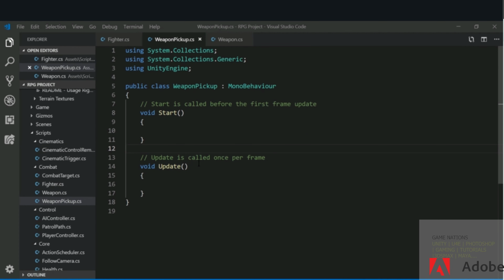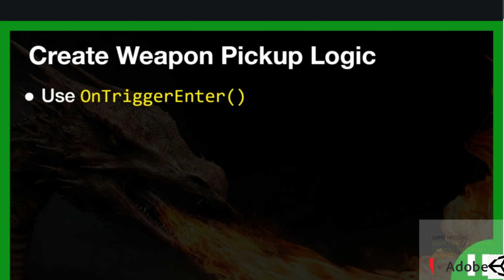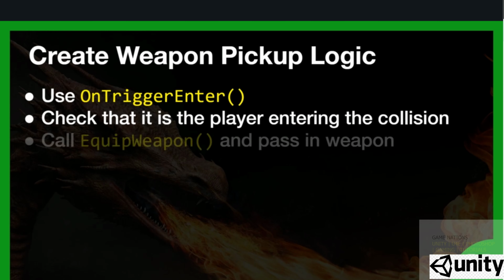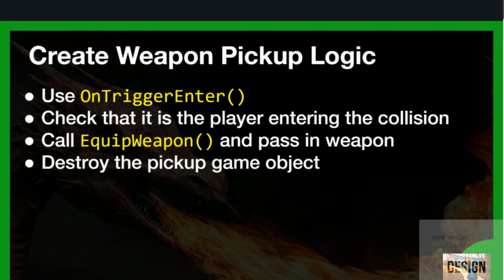Okay, and you know what? I think this is a good time for a challenge, actually. So let's have a challenge to create the weapon pickup logic. Here are the hints for you to use: on trigger enter, as we do, to check that it is the player that is entering the collision and not, say, an enemy or something else. Call the equip weapon that we've just exposed and pass in the appropriate weapon. So make sure you create a field that we can pass in the weapon, and then destroy the pickup game object. Okay, so there is your challenge to create a pickup. Give it your best shot, and I'll see you back here when you're done.